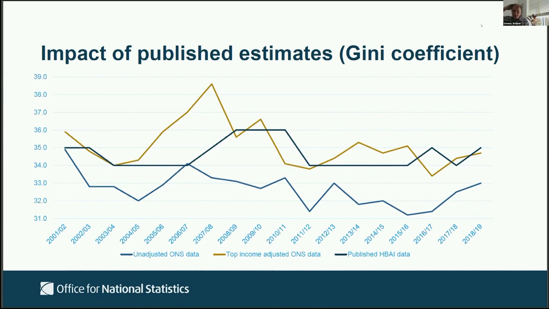Sorry, but the point here is that while before the adjustment, ONS and HBAI stats, the trends in income inequality were broadly comparable, but as you can see, the levels weren't. Now we've both got comparable trends and comparable levels, which essentially we've made our stats more coherent, which is all for the good.